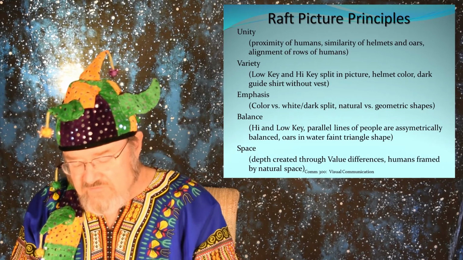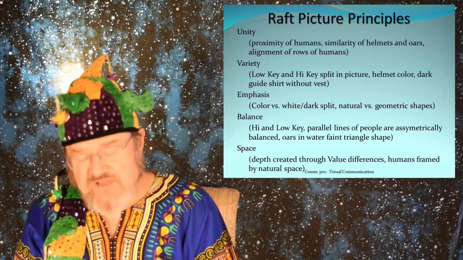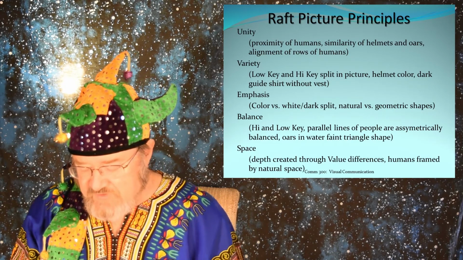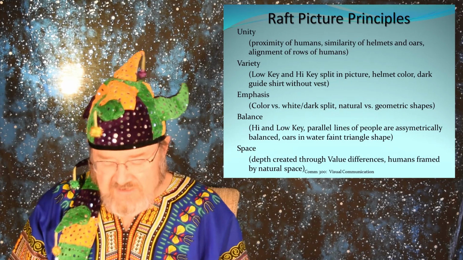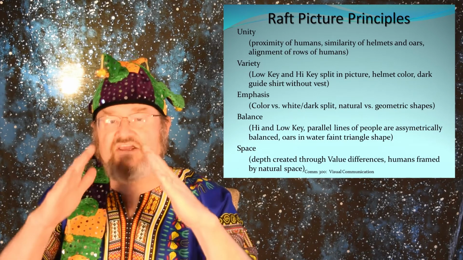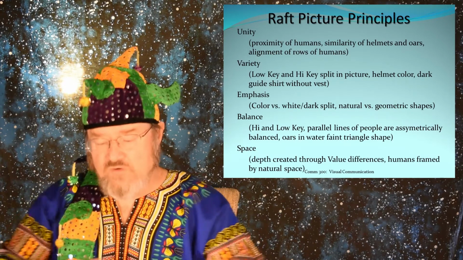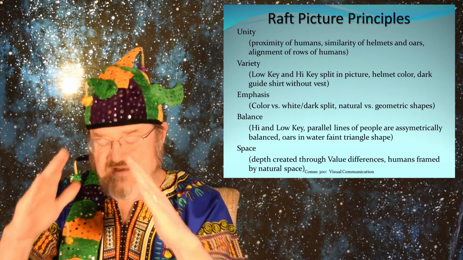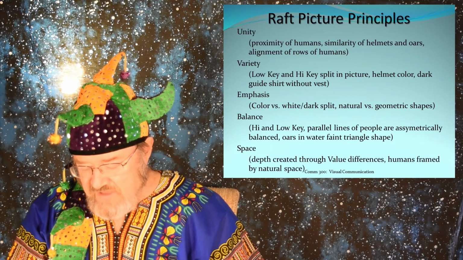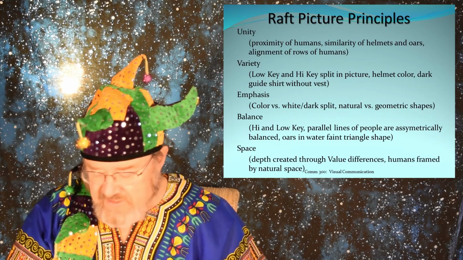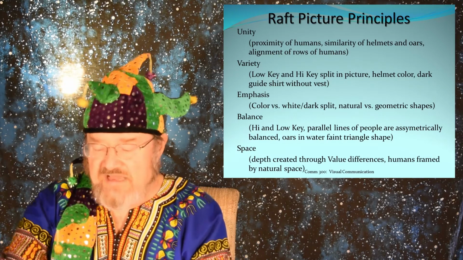Emphasis is on the color versus the white dark split of the waters, natural versus geometric shapes, and balance between high and low key, between the parallel lines of people, and even maybe a faint triangular shape that is implicit in the way that the oars are. We don't see the whole shape, but the oars are right here, and it's implicit in terms of the faint triangle shape. And then space, the depth created by the value differences and the humans being framed by the natural space.